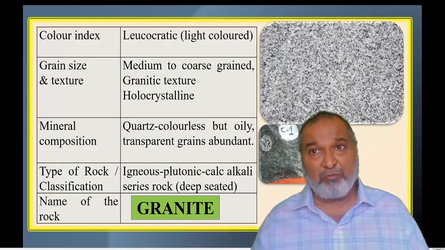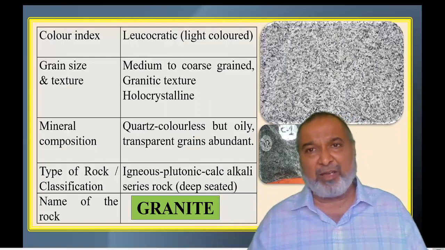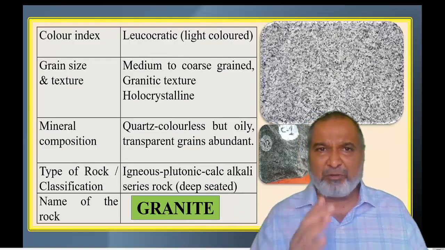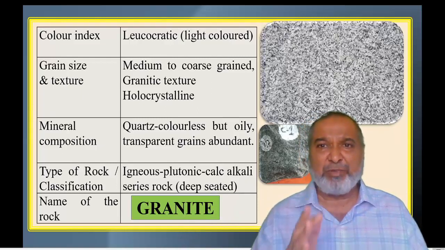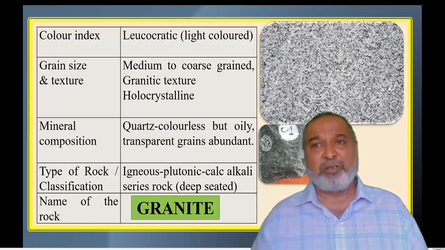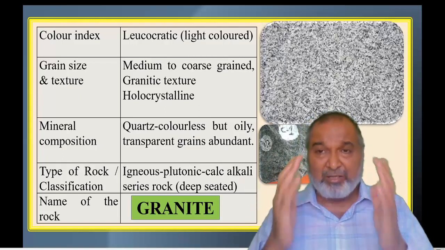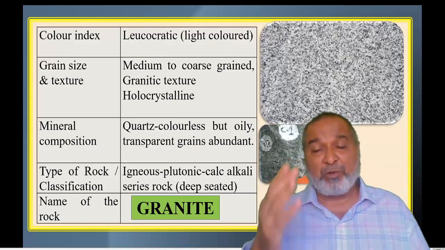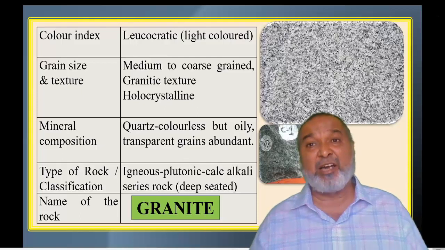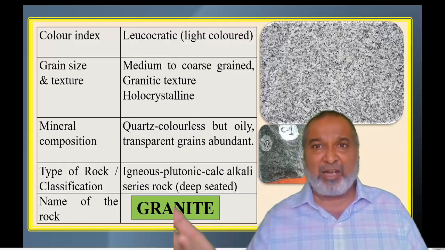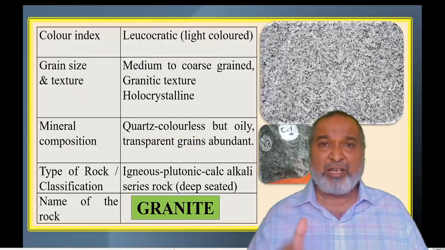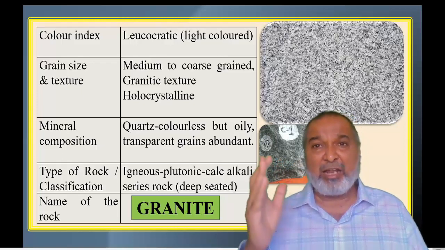So leucocratic, mesocratic, melanocratic. And if you want one more, normally we are going to use it in SY or TY, but in FY we are going to concentrate only on leucocratic, mesocratic and melanocratic. But still I give it to you because it will be useful in your preparation, because once you get this in your mind, there is one more, that is the hypermelanocratic. That is very, very dark. So: leucocratic, mesocratic, melanocratic and hypermelanocratic.